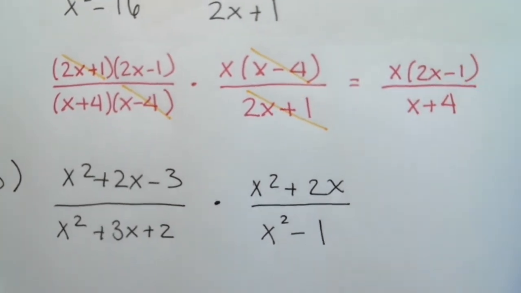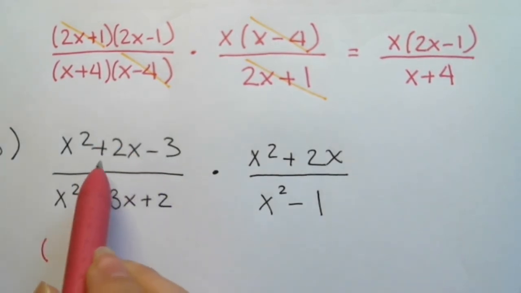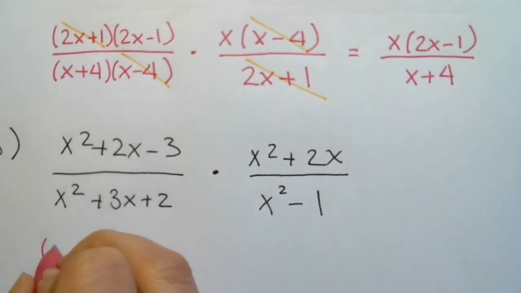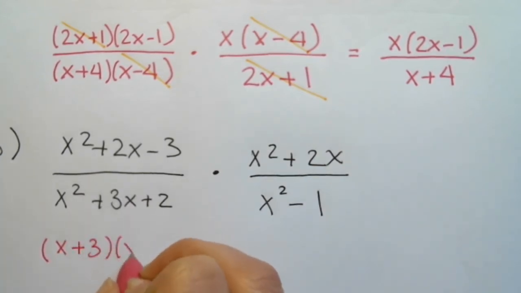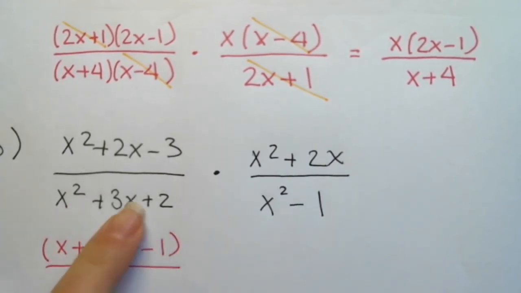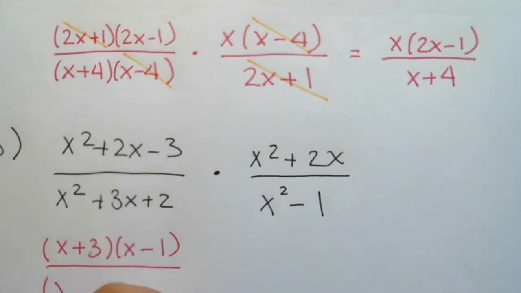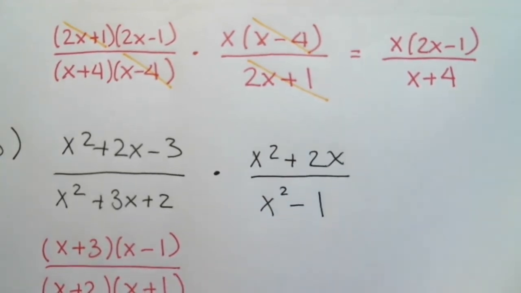Okay, so we're going to factor everything here. So in the numerator, I'm going to have what multiplies to -3 and adds to +2. So that should be +3 and -1. Okay, and then in the denominator here, I'm looking for something that multiplies to 2 and adds to 3. So that's going to be 2 and 1. Okay.